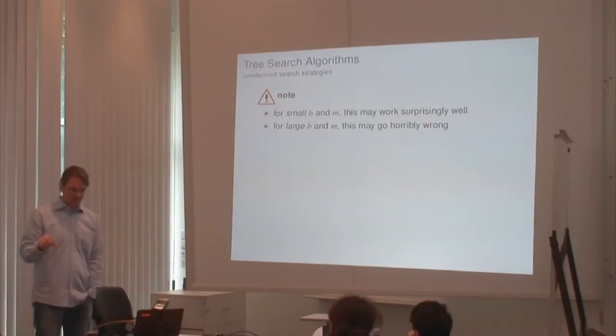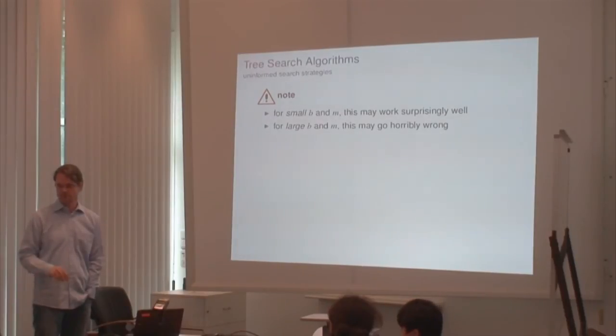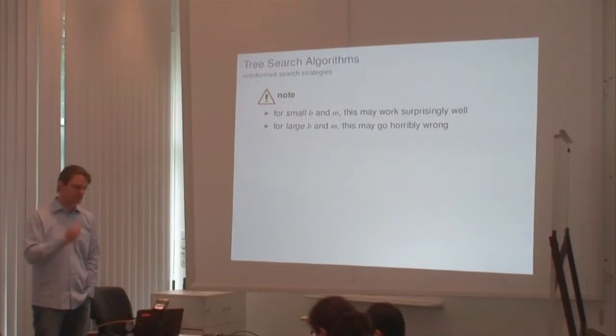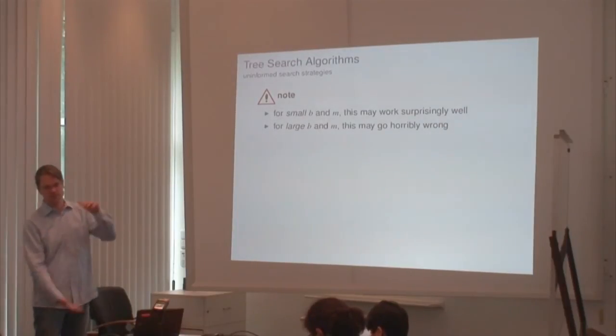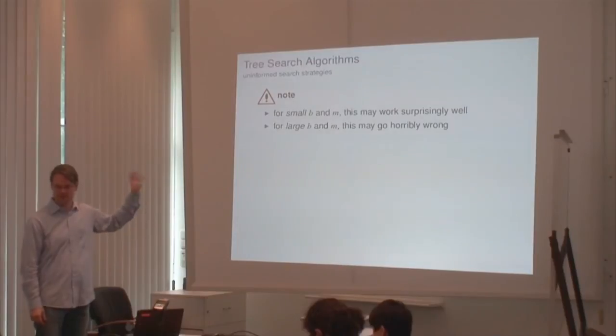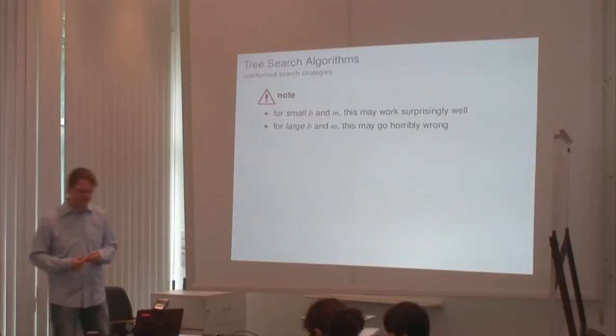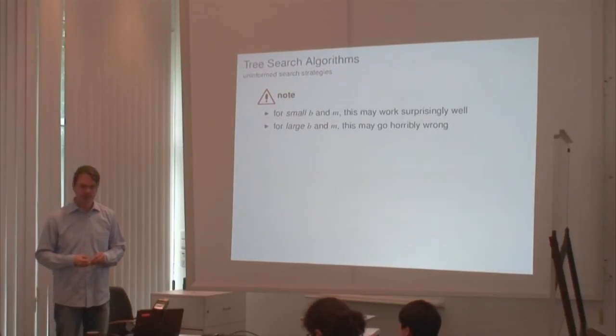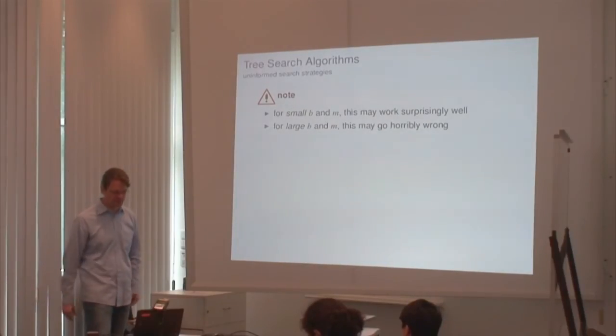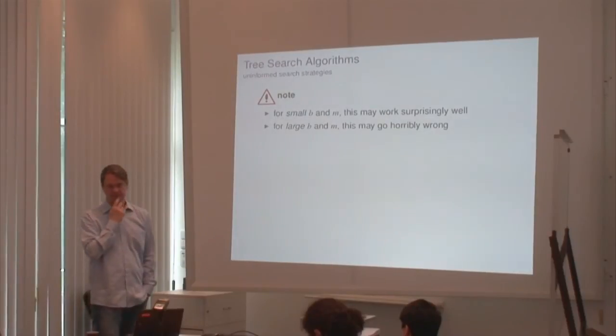If the branching factor is small and the maximum depth is small, this works surprisingly well. Right? It can go horribly wrong if the branching factor is large and the depth is large. Then it eventually will find the solution. It can traverse the whole tree. In the very worst case, this can consider every node in the tree until it finally finds it. So this is really not a good idea.